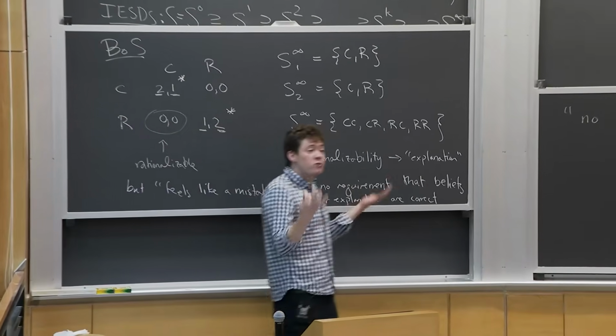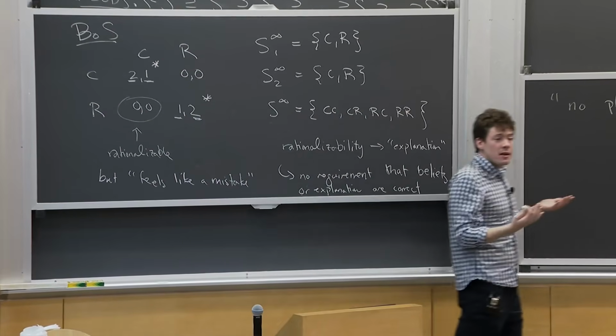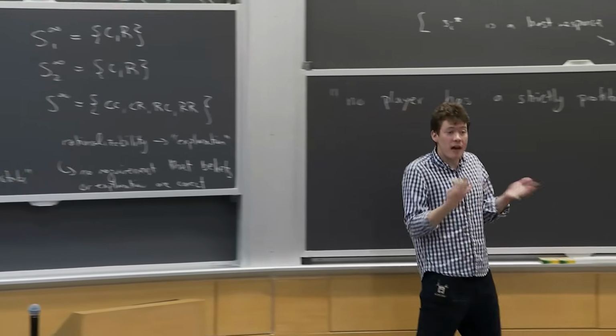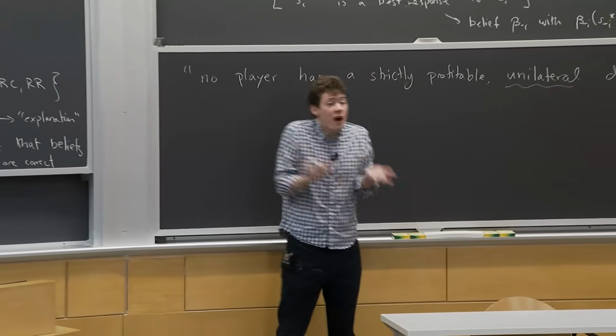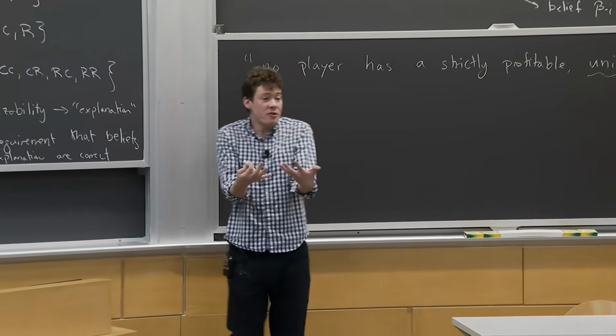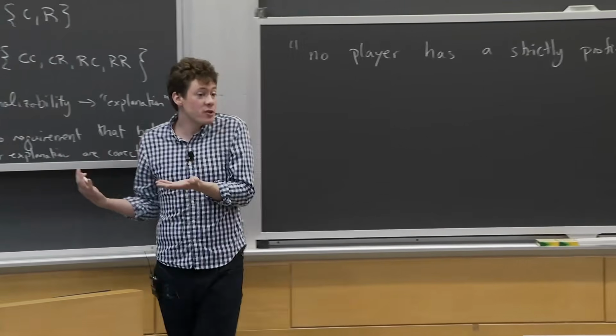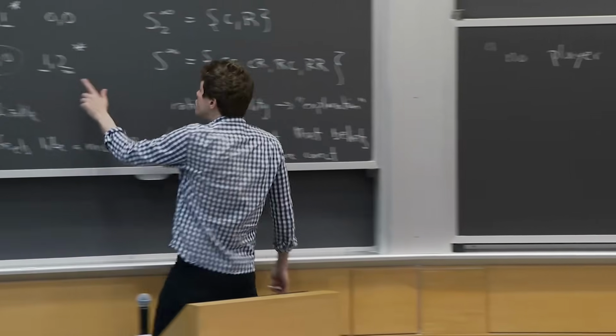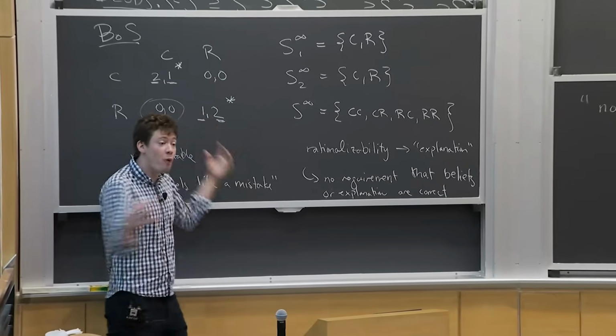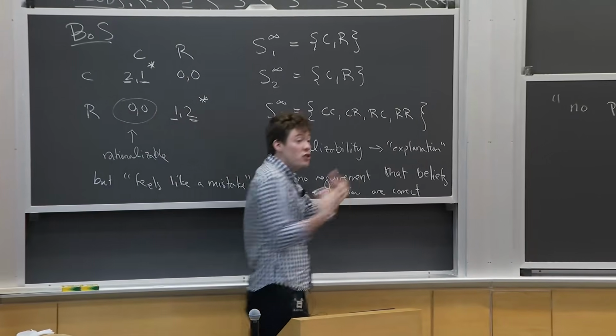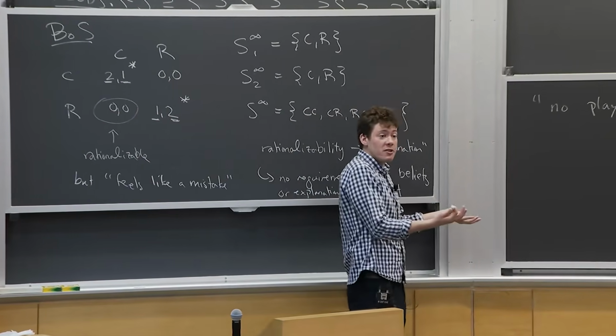Well, let's suppose we're both going to the Celtics game. Does anyone have a profitable unilateral deviation? No, because if I were to unilaterally deviate, I'm by myself at the other game, so I'm certainly worse off. And the same is true if we go to the Red Sox game. If I unilaterally deviate, I'm going to be worse off.